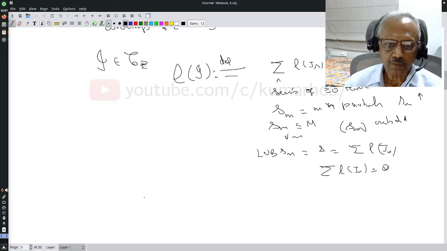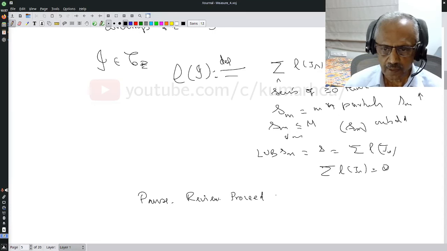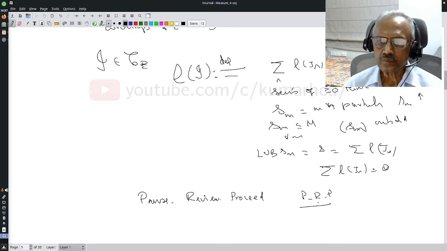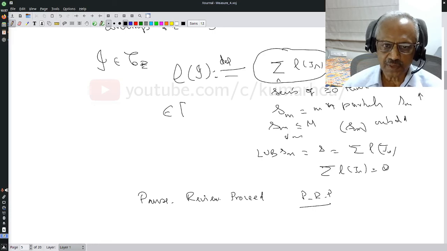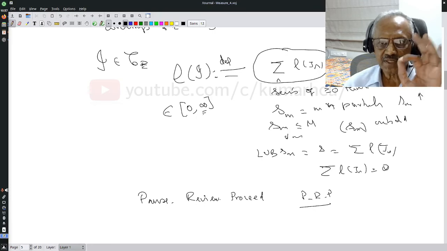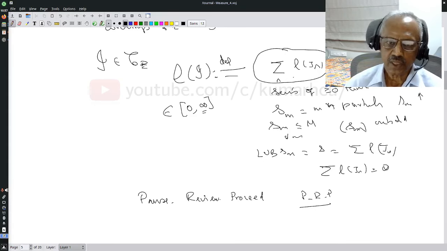Okay, so pause, review, proceed. What we want to claim is that this object makes sense in the extended real number system, that is 0 to infinity. The infinity is just a symbol; it only says the partial sums of the series are unbounded. We define the sum to be infinite. So this always makes sense.